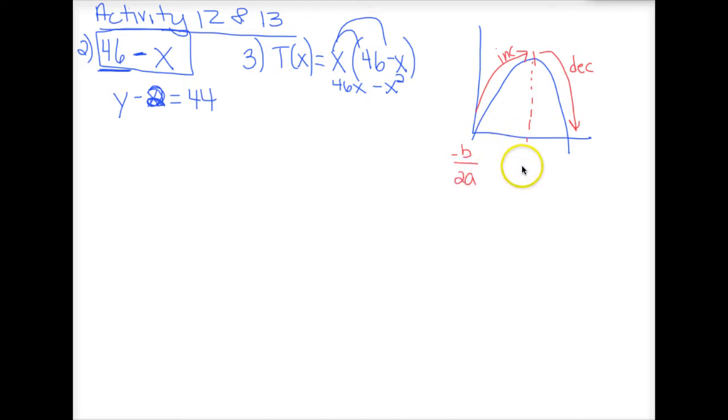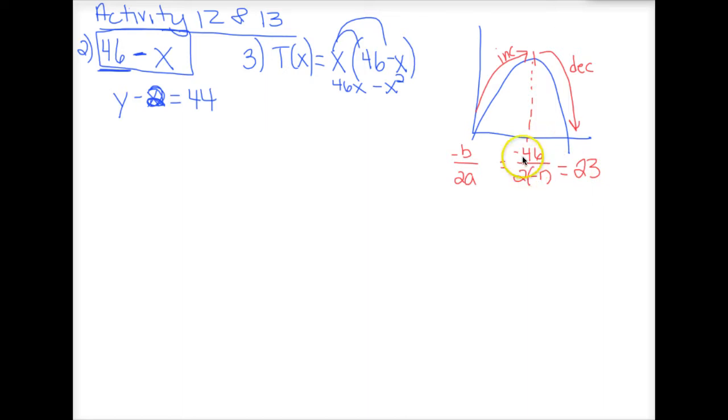So the opposite of b, because b again is 46, is going to be negative 46. So negative 46 over 2 times a, which is negative 1. So negative 46 divided by negative 2 is positive 23. So that is how I got the 23 that's on my interval. So it's increasing when x is less than 23. It is decreasing when x is greater than or equal to 23.